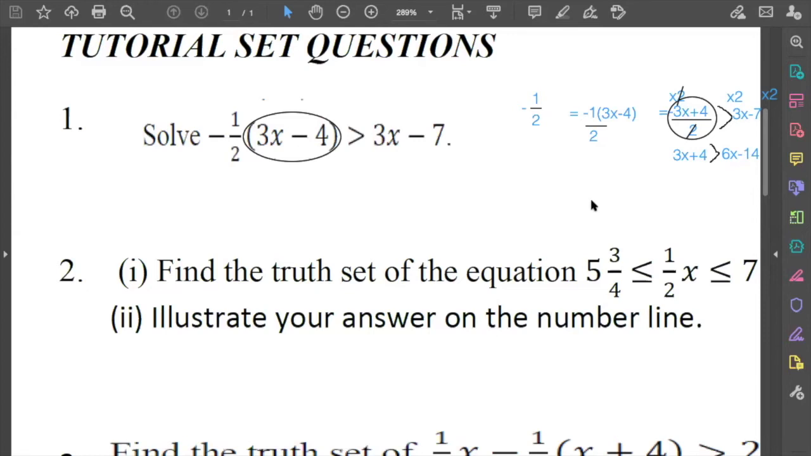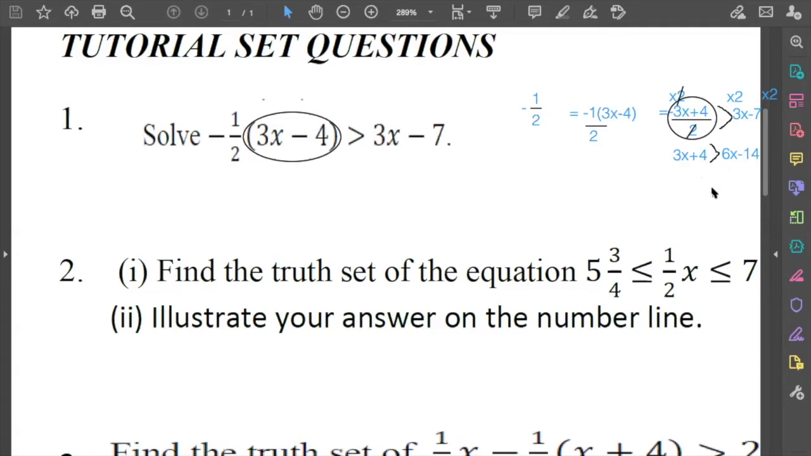Anytime we divide the final operation by a negative value, the sign is going to change. Otherwise, it remains the same. So in this case, this is what we are going to have. Now, we are looking for x.